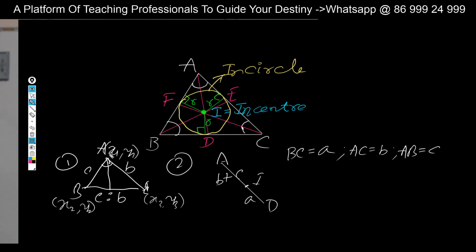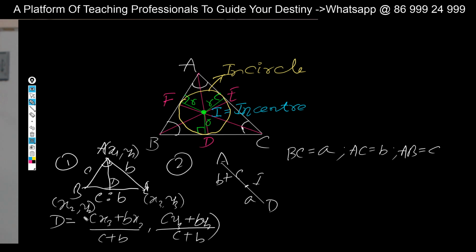Then in that case, if this internal angular bisector AD is dividing the side BC in the ratio C is to B, if you apply the section formula, which everyone knows, this D is nothing but (c x3 plus b x2) divided by (c plus b), (c y3 plus b y2) divided by (c plus b) as the coordinates of the point D here.